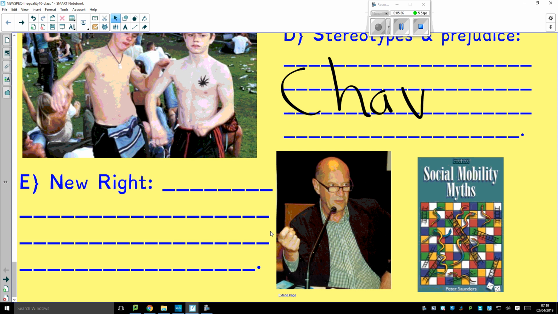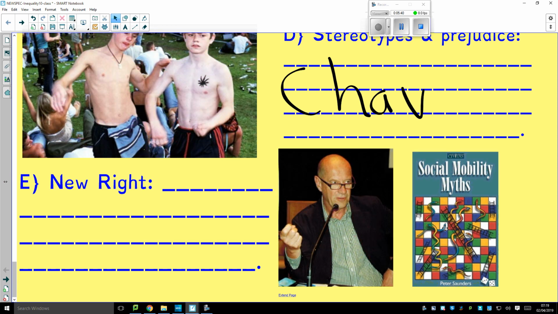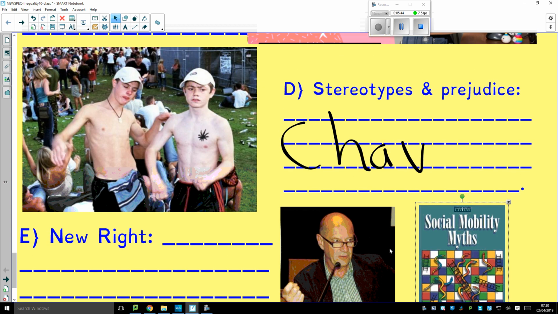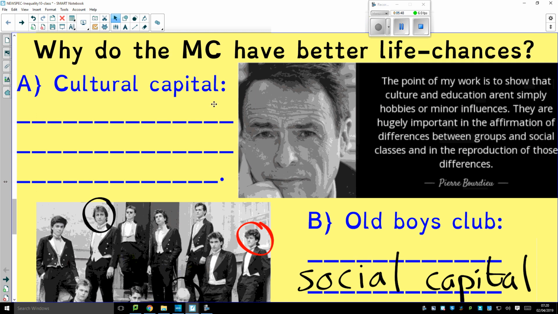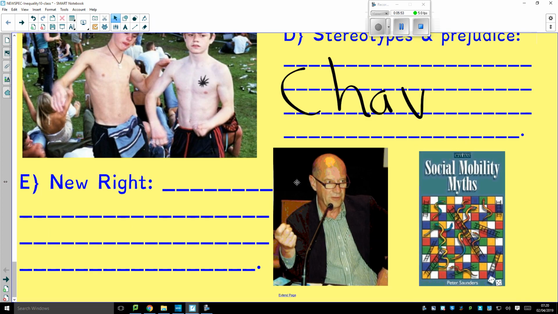And finally, on this section, if you're Peter Saunders here, a member of the New Right, the functionalists, you say, well, none of this is a problem. You don't ask, I think that's the wrong question. The middle class have better life chances, he would say, because they're better than the working class. They've worked harder, they're more intelligent. It's a meritocracy. They're at the top because they deserve to be at the top. That's what the New Right would say.